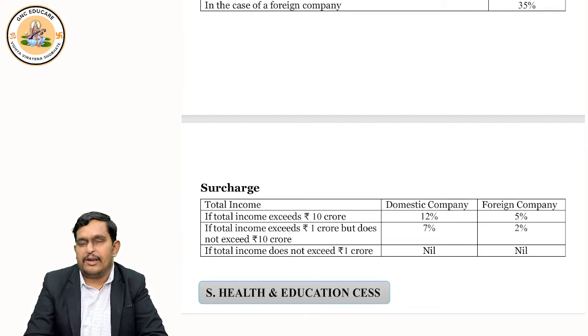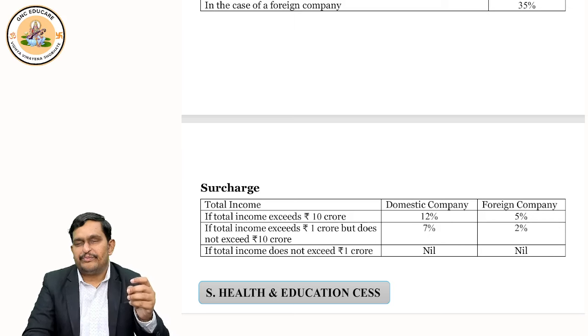Now, for foreign company, up to 1 crore, no surcharge. 1 crore 1 rupee to 10 crore income, 2% surcharge. 10 crore 1 rupee and above income, 5% surcharge.